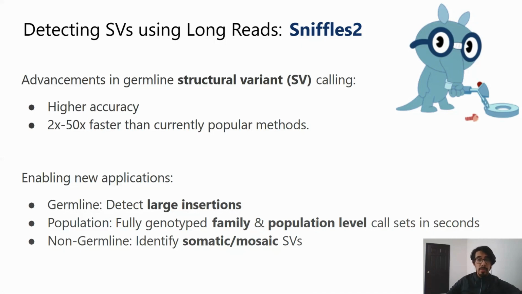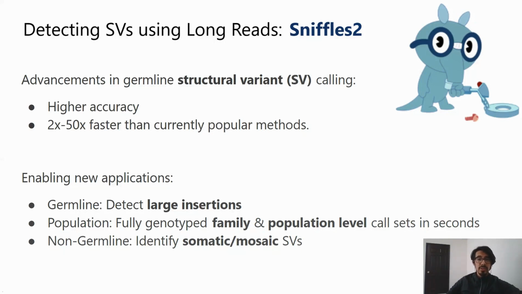First, by solving the problem of population-scale structural variants with long-read technology. And second, by enabling the detection of low-frequency structural variants across datasets. These low-frequency SVs are also called non-germline, somatic, or mosaic SVs.